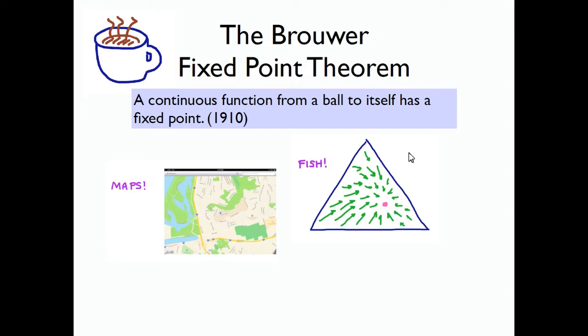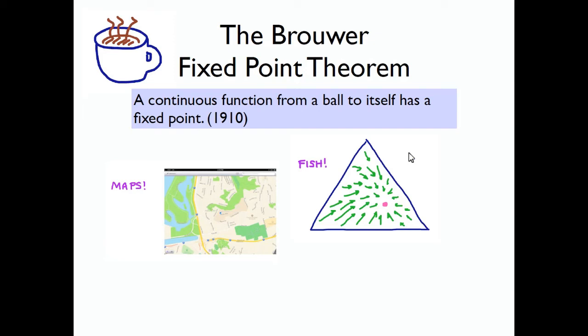And if they dart continuously, which means nearby fish move in nearby directions, then the theorem says there has to be a point, there has to be a fish that's completely shocked, surprised, doesn't know what to do. Okay? Doesn't know which way to dart because all the fish near it are doing different things. You with me? That's another way to think of the theorem.